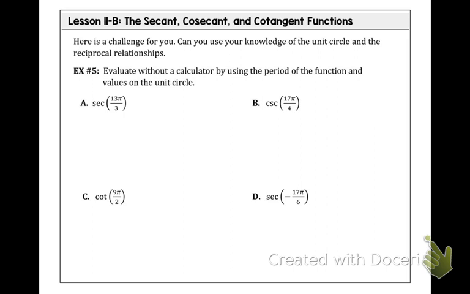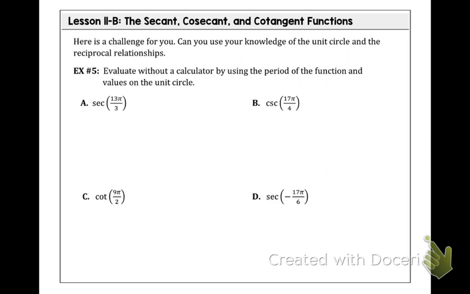So here's a challenge for you. Can you use your knowledge of the unit circle and the reciprocal relationships to follow through with this example number 5? Evaluate without a calculator by using the period of the function and values of the unit circle. We need to find the secant of 13/3 of a pi.